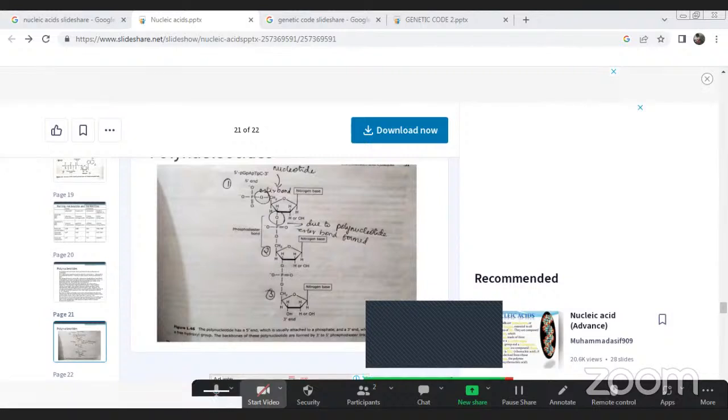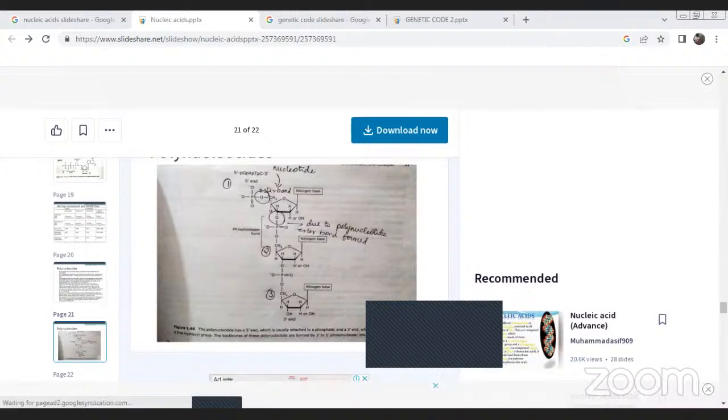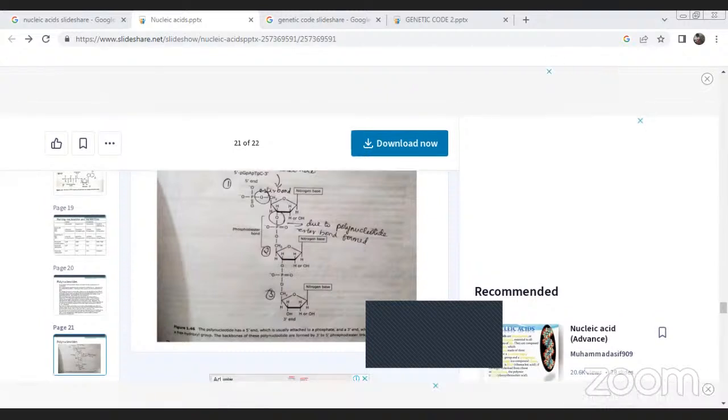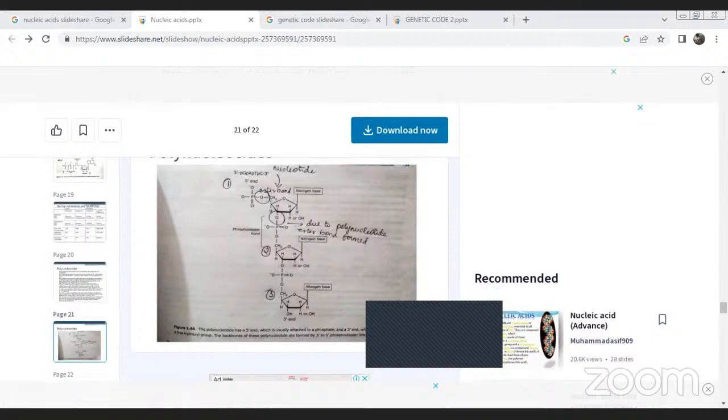The semi-conservative model was proved correct by Matthew Meselson and Franklin Stahl using the technique known as density gradient centrifugation, which is a separation by centrifugation. Meselson and Stahl transferred E. coli bacteria growing in the heavy nitrogen 15 isotope.